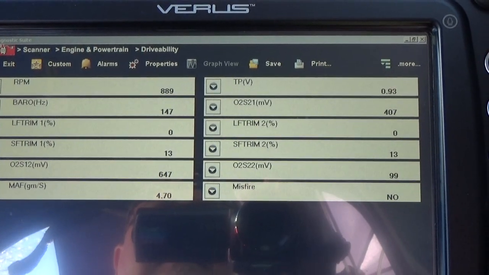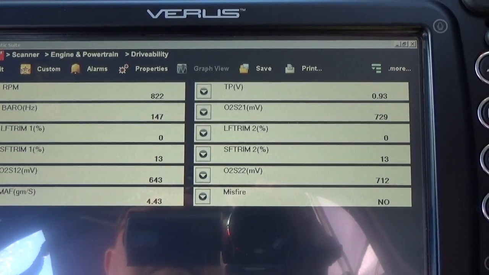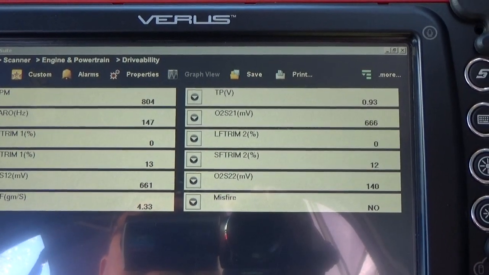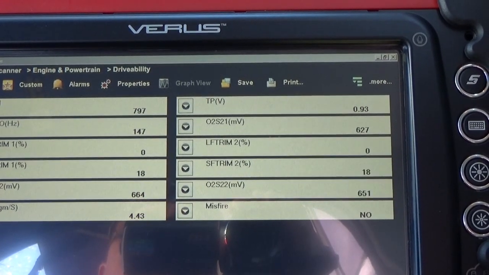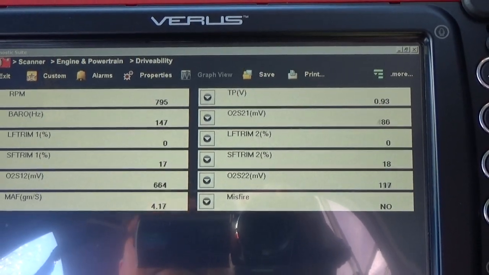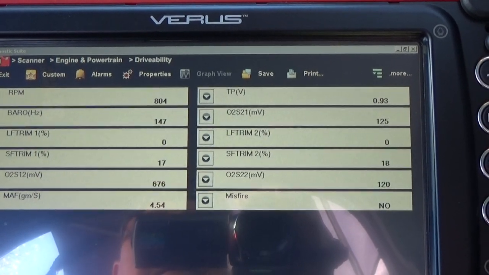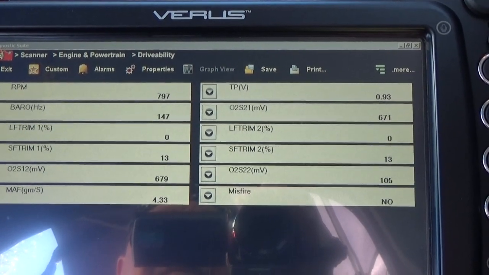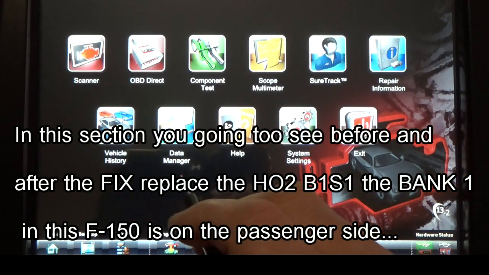Now it's at idle. And you can see the short-term fuel trims, they're reaching 20, 17. So they're getting better at higher RPMs. That means we have a vacuum leak somewhere. So we've got to search for that vacuum leak and go from there. Thank you guys.